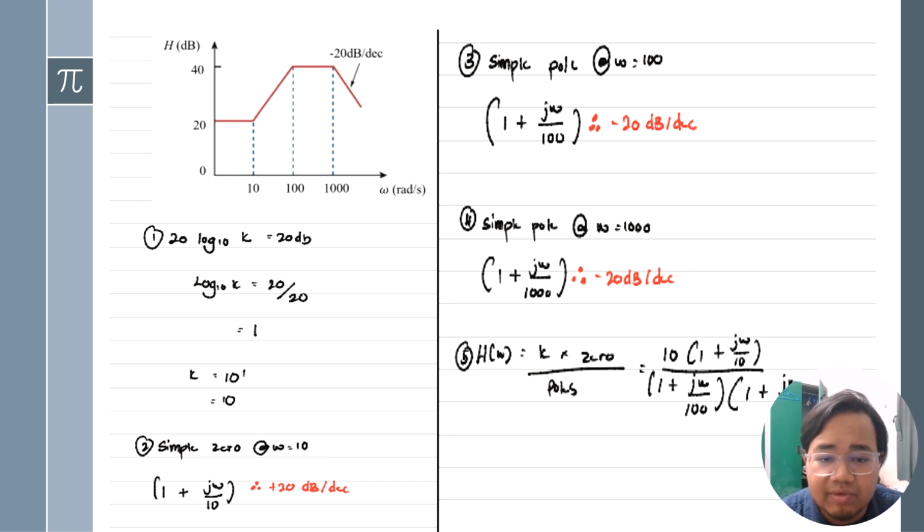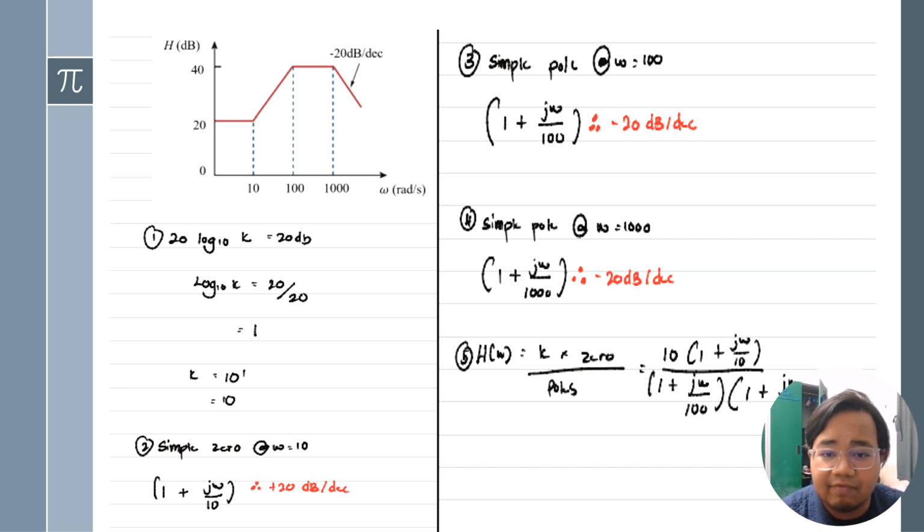And we can identify the second corner frequency, which is the pole. We can look at the next change, which is omega equal to 100. So the graph stops rising and becomes flat again. So the meaning, the slope was plus 20 decibel. To make it flat 0 decibel, we must add a negative 20 decibel slope. A downward influence indicates a simple pole in the denominator. Since the corner is 100, so 1 plus j omega per 100.